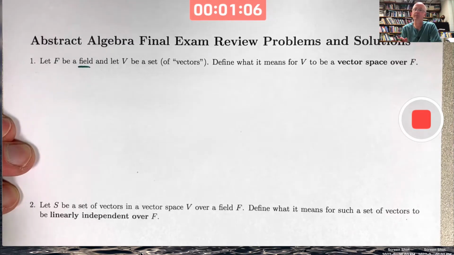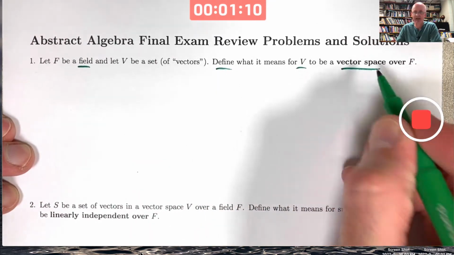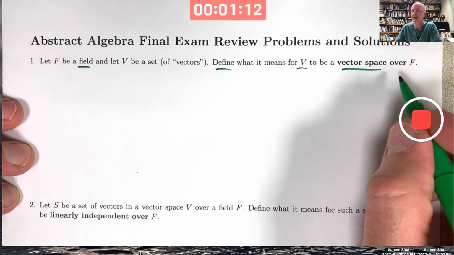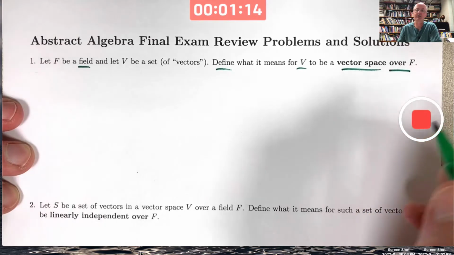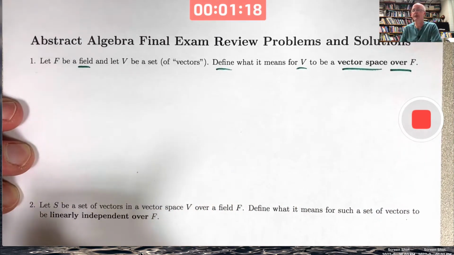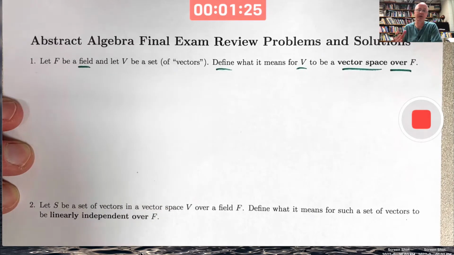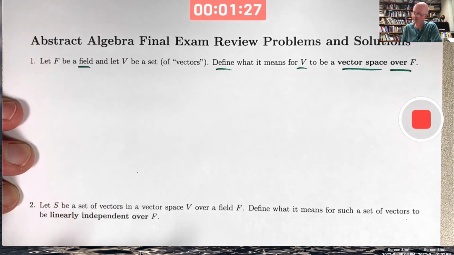This is more abstract. Define what it means for V to be a vector space, and you don't stop there. You should specify what the field is, a vector space over F. A given set V could be a vector space over two or more different fields. That is a possibility, and the behavior of V as a vector space over different fields could be different.